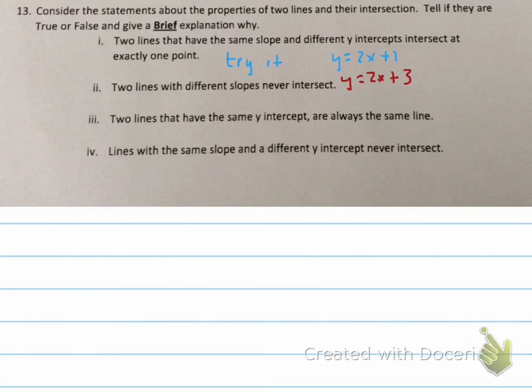Two lines with different slopes never intersect. Again, try it. Two lines that have the same y-intercept are always the same line. Your key word there is always. Is that true? Try these. Lines with the same slope and a different y-intercept never intersect. So try and prove these.